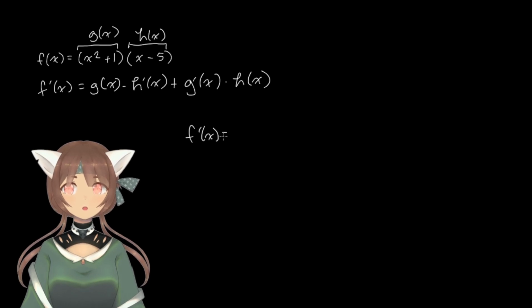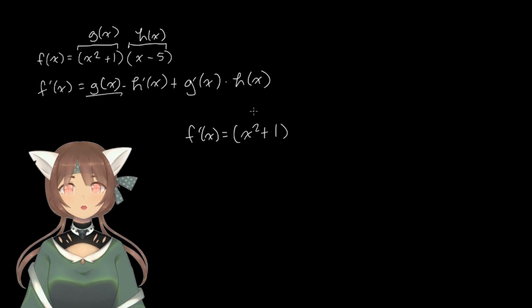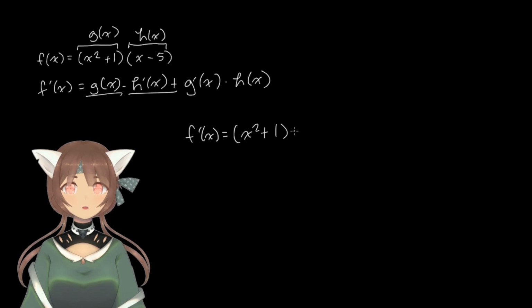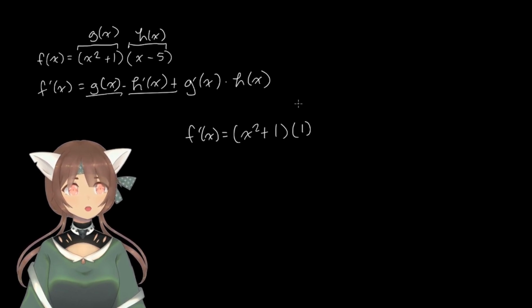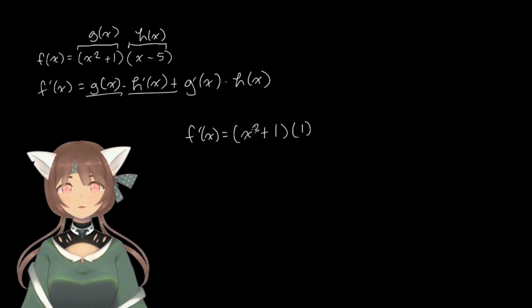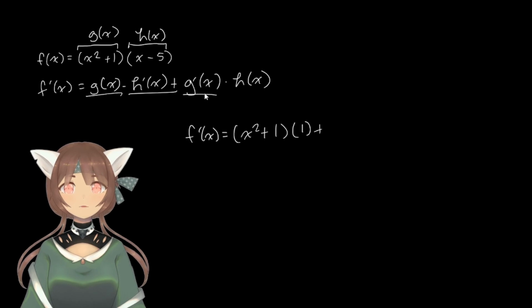F prime of x equals g of x. G of x is going to be equal to x squared plus 1 in this problem, and then we're going to multiply that by h prime of x. H prime of x in this problem is going to be equal to 1. You should be able to use the power rule to figure this out, because x to the first power, you're going to drop down the 1, x to the 0th power is going to be 1, so 1 times 1 equals 1, and of course the constant at the end, it becomes 0 because there's no x there. So yeah. And we're going to do the exact same thing for g prime of x.